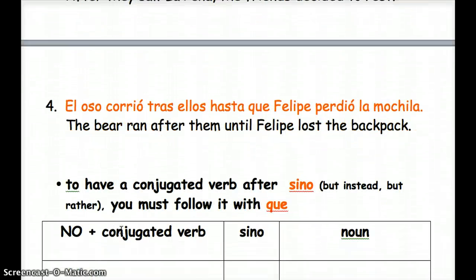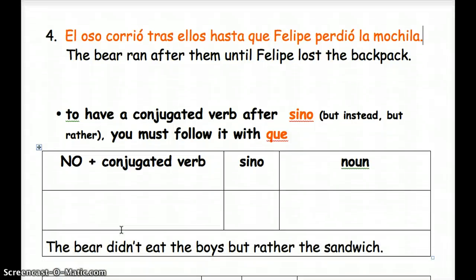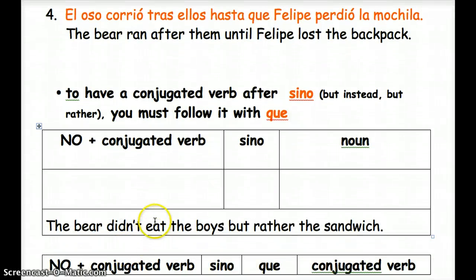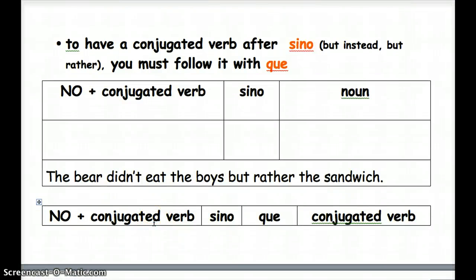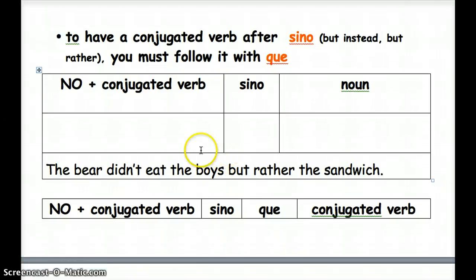And finally, sino, but rather, but instead, is not a preposition, but very similar to the prepositional phrases that have to be followed with que in order to have a conjugated verb. Sino also has to have a que if you follow it with a conjugated verb. One thing about sino, the sentence is always going to start with no, because you're saying not this, but rather that. So in this sentence, the bear didn't eat the boys, but rather the sandwich.